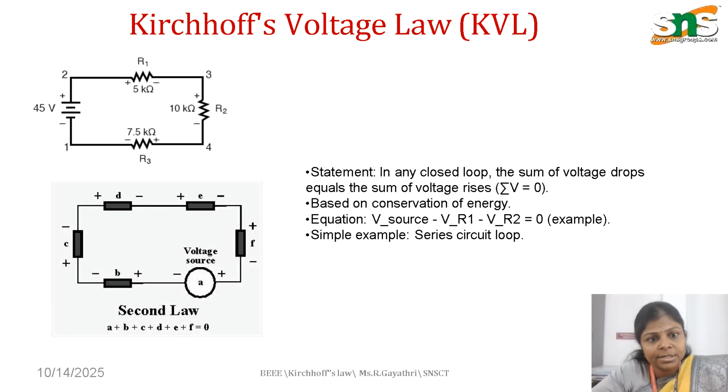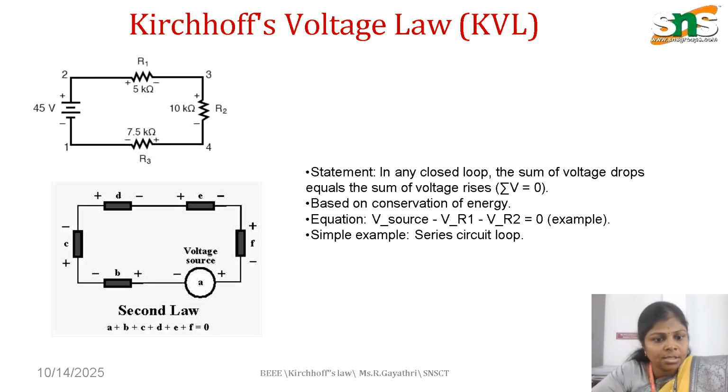Then coming to Kirchhoff's voltage law, which is described with the help of a closed loop. The sum of the potential drops is equal to the sum of the potential rises, and it is also based upon the conservation of energy. Taking this figure into consideration, the potential rise in this circuit diagram is 45 volts, and the potential drop across the resistors R1, R2 and R3 can be calculated by using Ohm's law. Then V is equal to V1 plus V2 plus V3.